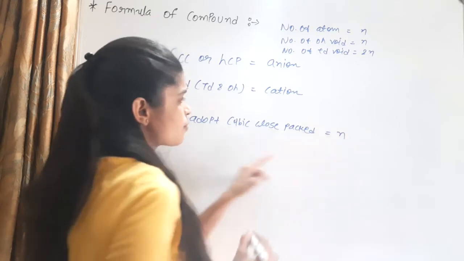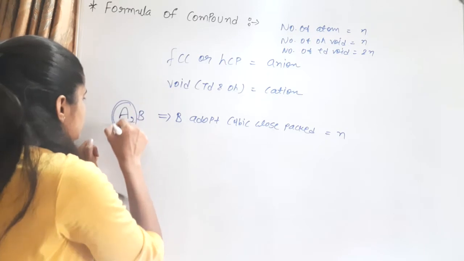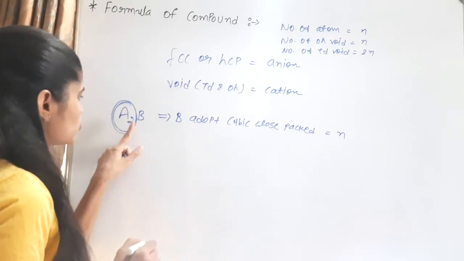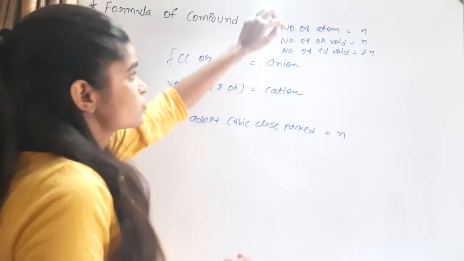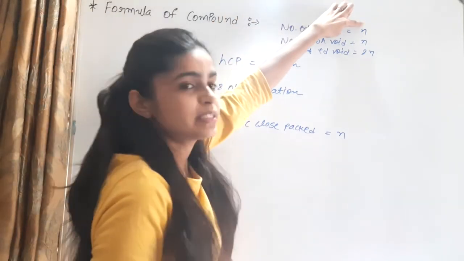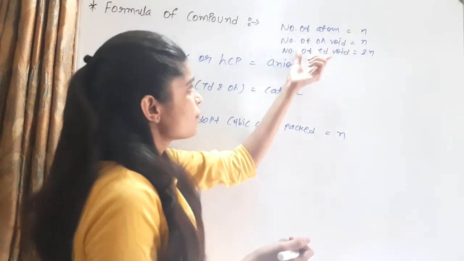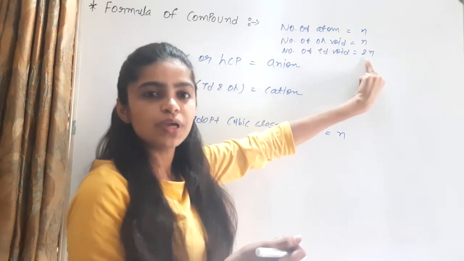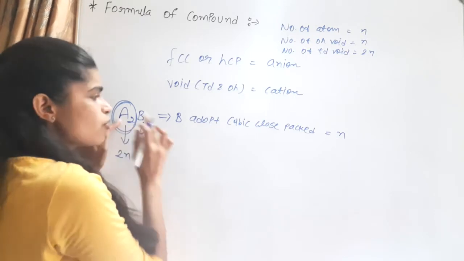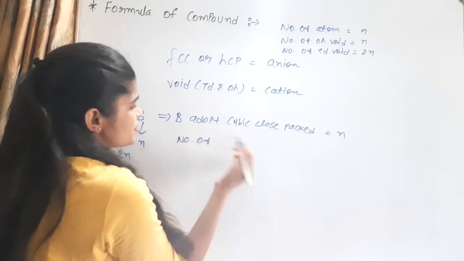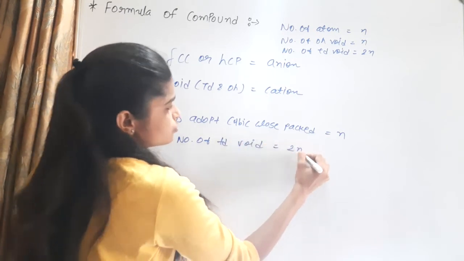For example, its number of atoms is equal to n. In this formula, we consider the A2. So A2 B value n and A to n. In this formula, number of atoms per unit cell is equal to n. Yes, number of atoms per unit cell is 1. Then the number of tetrahedral voids is equal to 2n. So A occupies tetrahedral voids.